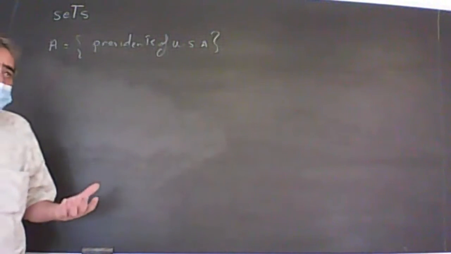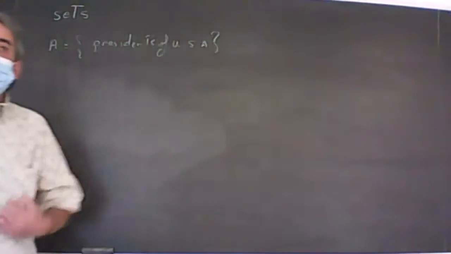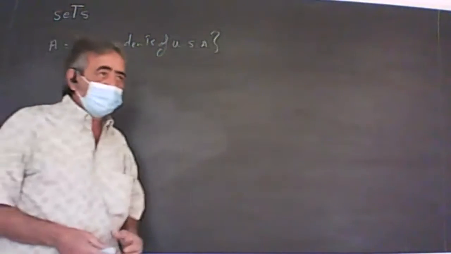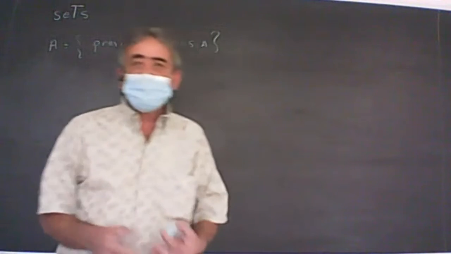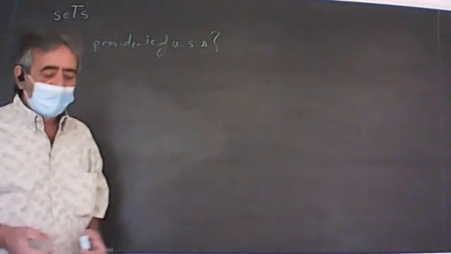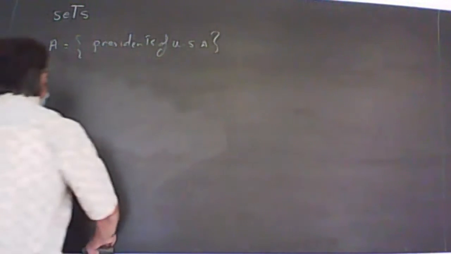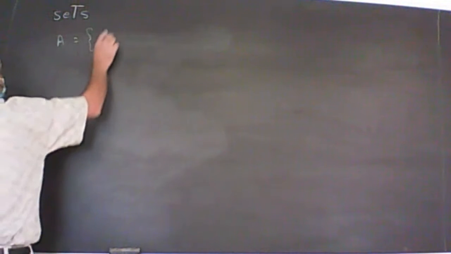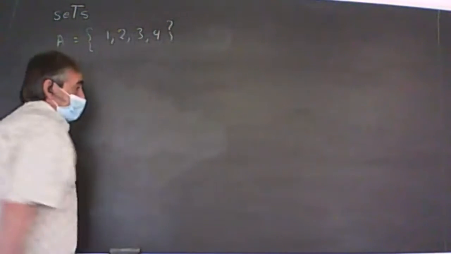We can define a set in two ways. We can specify what the set is by writing it down, or we can describe it. For instance, by writing it down, I can say A is the set of numbers 1, 2, 3, and 4.